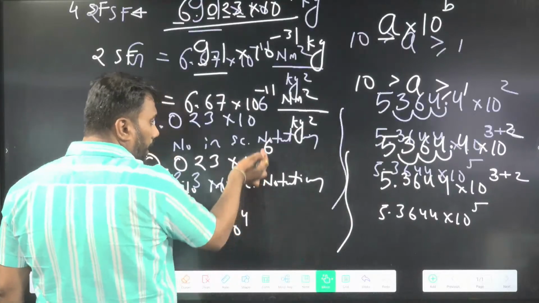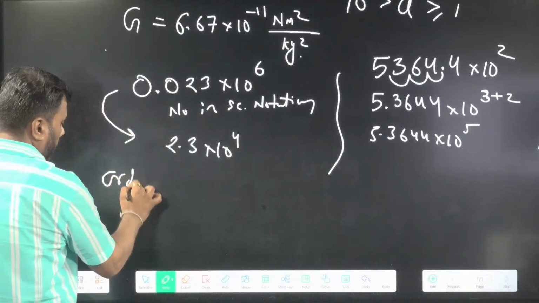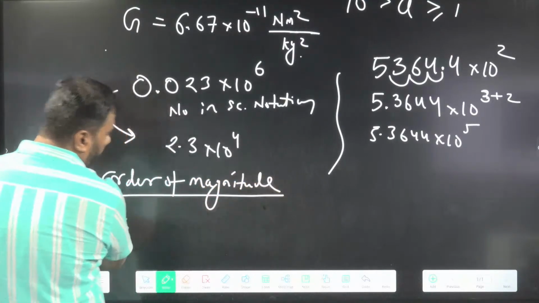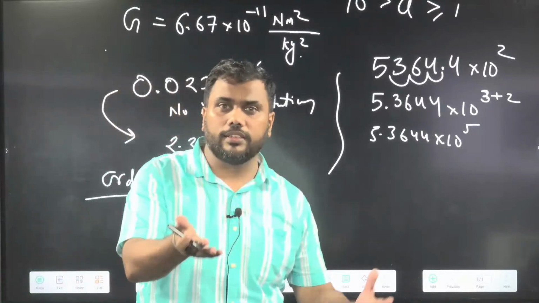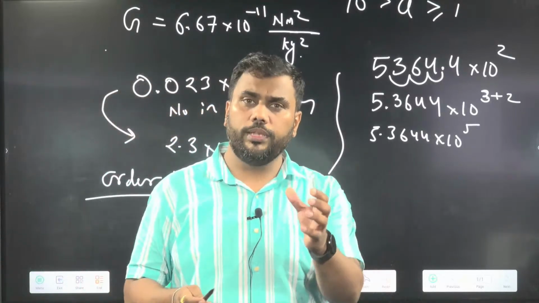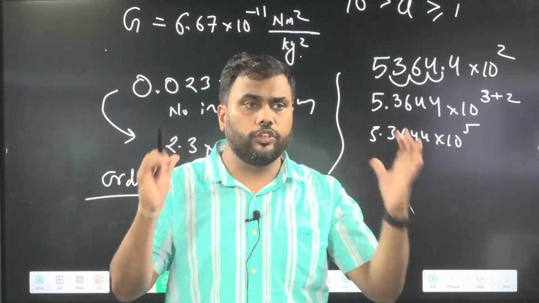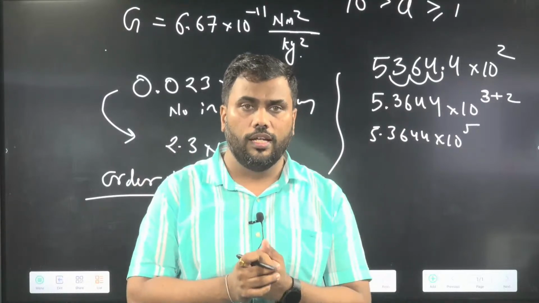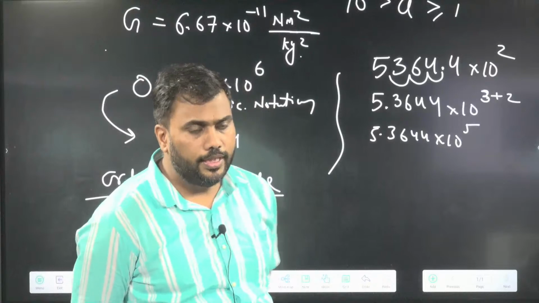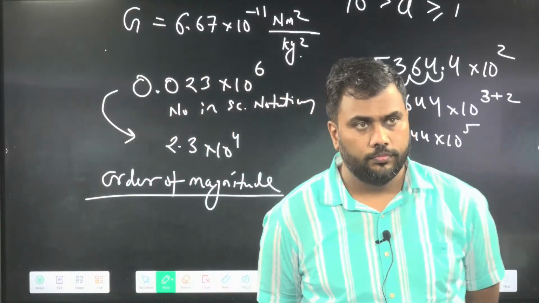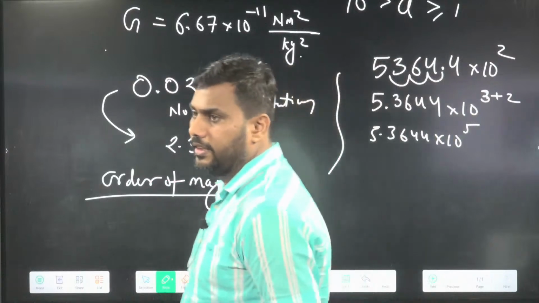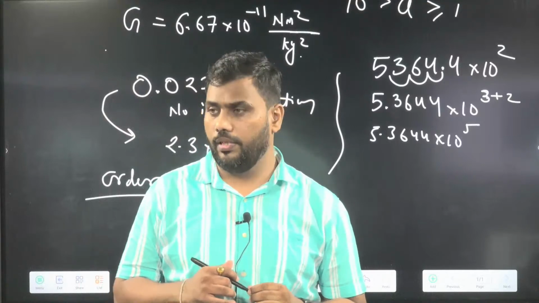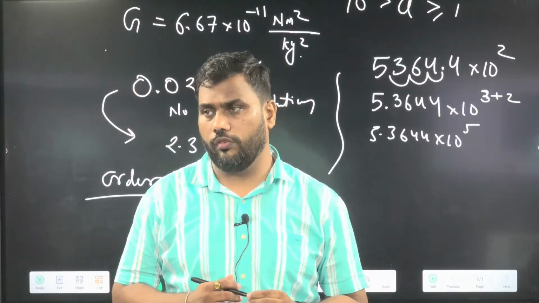Now sometimes people ask, what is order of magnitude? Let's say I am asking what could be the distance between two hydrogen atoms in an H2 molecule. Can it be 1 kilometer? No, it's not 1 kilometer, of course.